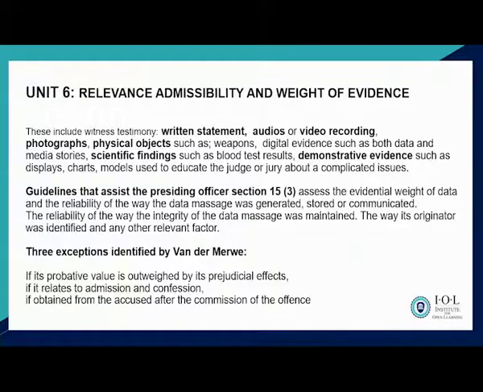If its probative value is outweighed by its prejudicial effects, if it relates to admission and confession, if obtained from the accused after the commission of the offense.